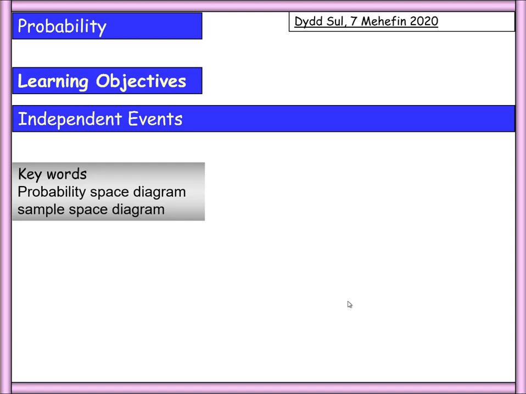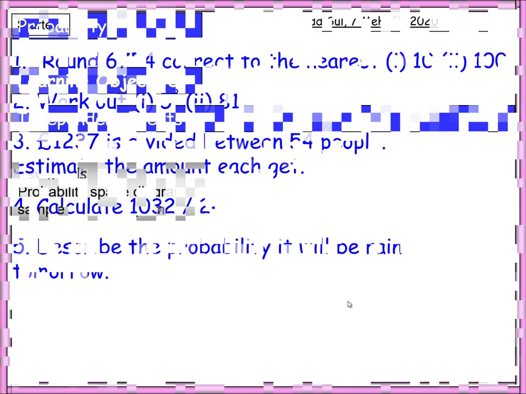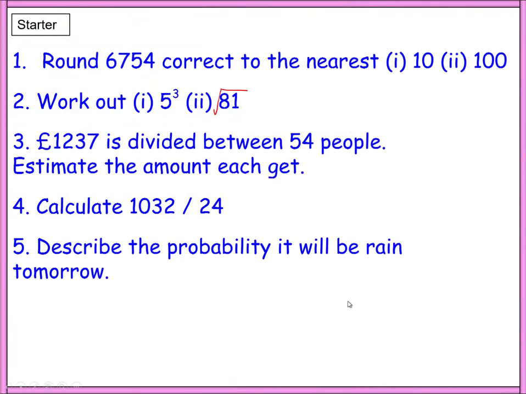Good. So moving on to our starter. And we've got 5 questions in the starter. So I want you to click pause, attempt all 5. And when you're ready, click play and we will go through the answers.